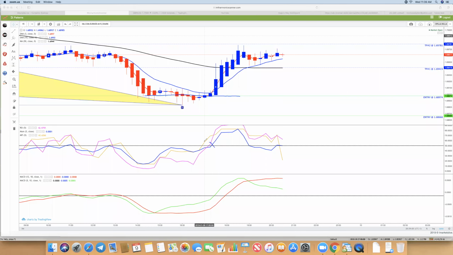How many of y'all see the three lines crossing? How many see the MACD crossing here? And how many of y'all see the red line going in the same direction? Right? How many of y'all see the space in between here? How many of y'all see that space? How many of y'all see the EMA cross right here? How many see this perfect trade that would have made you some money?